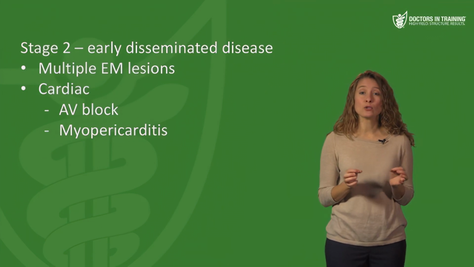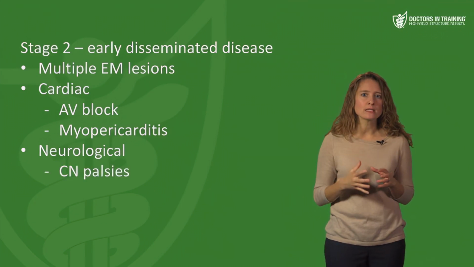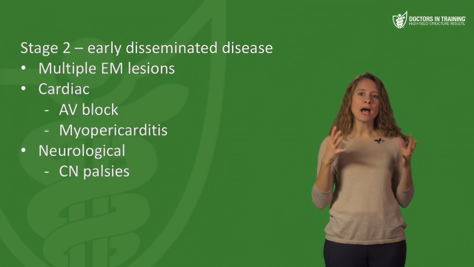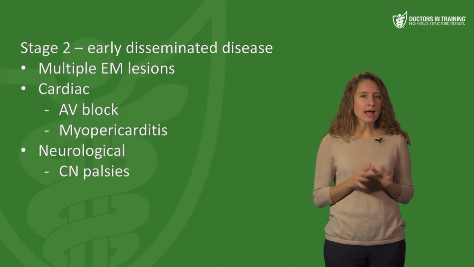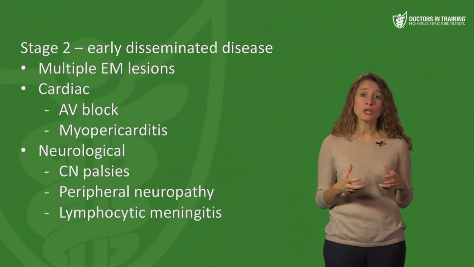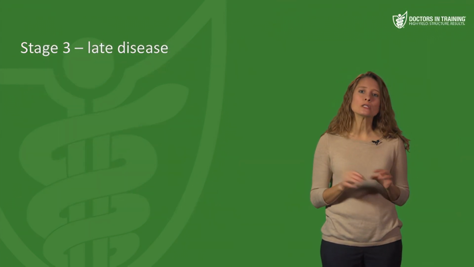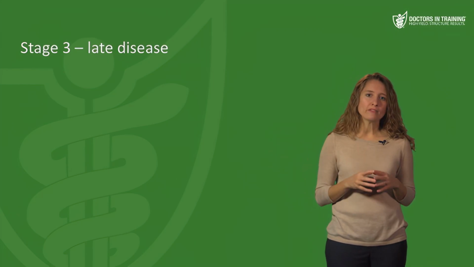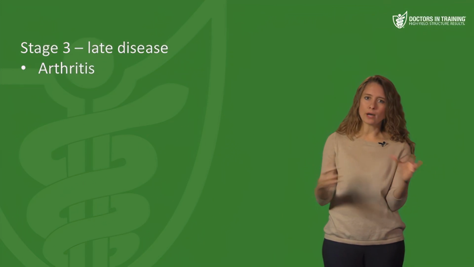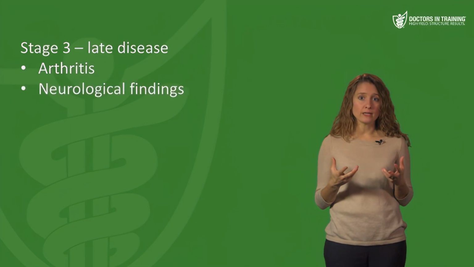There are also several possible neurological abnormalities in the early disseminated phase of Lyme disease. You can get cranial nerve palsies, especially involving the facial nerve. One finding that's a huge clue to the diagnosis of Lyme is bilateral facial nerve palsy. This doesn't happen in many other disease states. Lyme can also cause peripheral neuropathy or lymphocytic meningitis, among other neurological problems. The third stage of Lyme disease, the late phase, occurs months to years after the tick bite. One manifestation of the disease in this phase is arthritis. The arthritis is typically an intermittent or a chronic arthritis of large joints, especially the knees. The late phase can also have neurological findings.